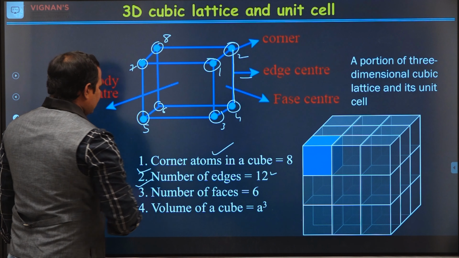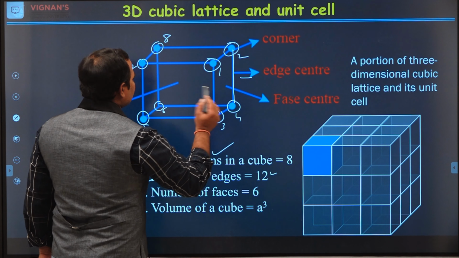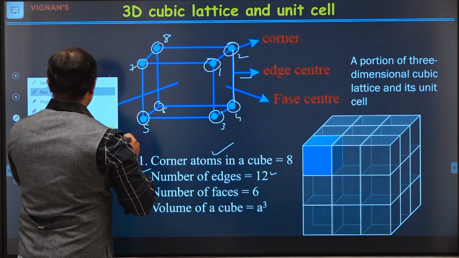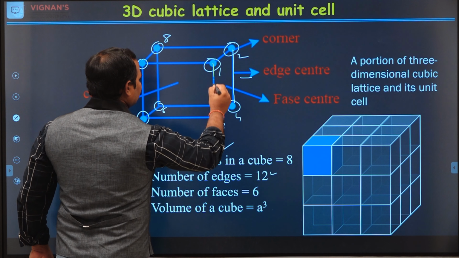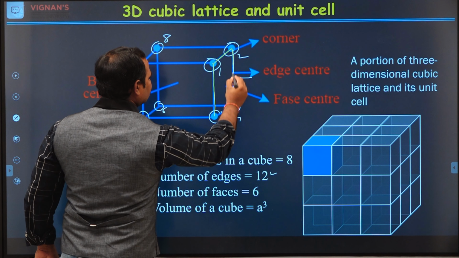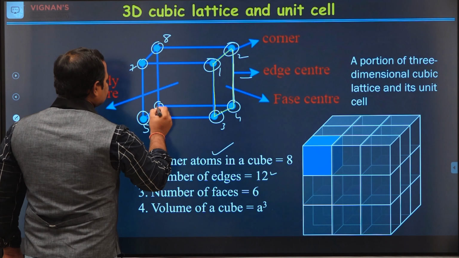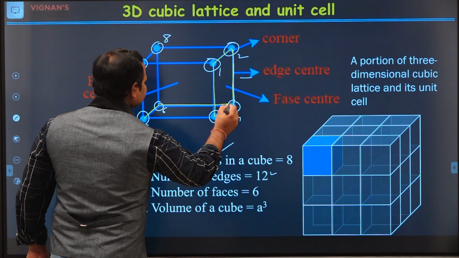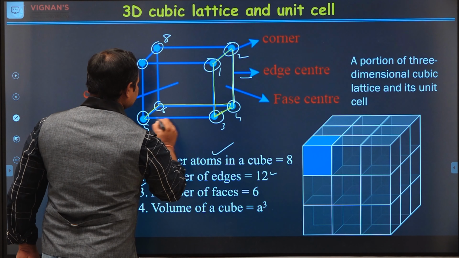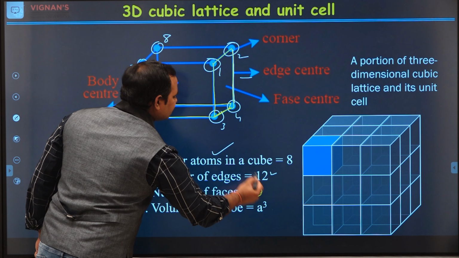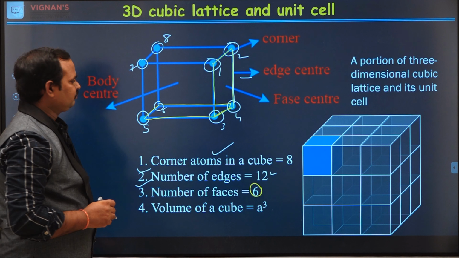And there are 6 faces. Face means you can see here these 4 atoms are joining, which gives one face. And you can see there is another face, this is another face, this is another face. Like this, we have a total of 6 faces in this unit cell.